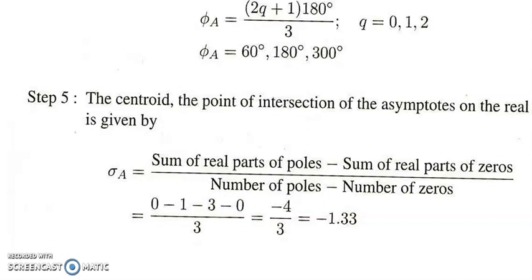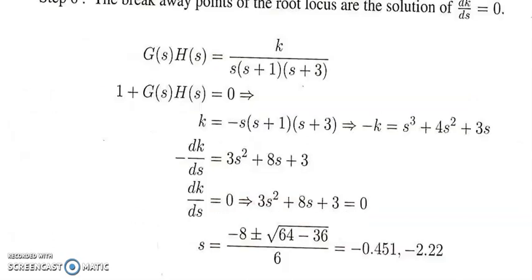The centroid, the point of intersection of the asymptotes on the real axis, is given by the sum of real parts of the poles minus the sum of real parts of the zeros, divided by the number of poles minus the number of zeros. So 0, minus 1, minus 3, minus 0, by 3, which is equal to minus 4 by 3. So this comes out to be minus 1.33.